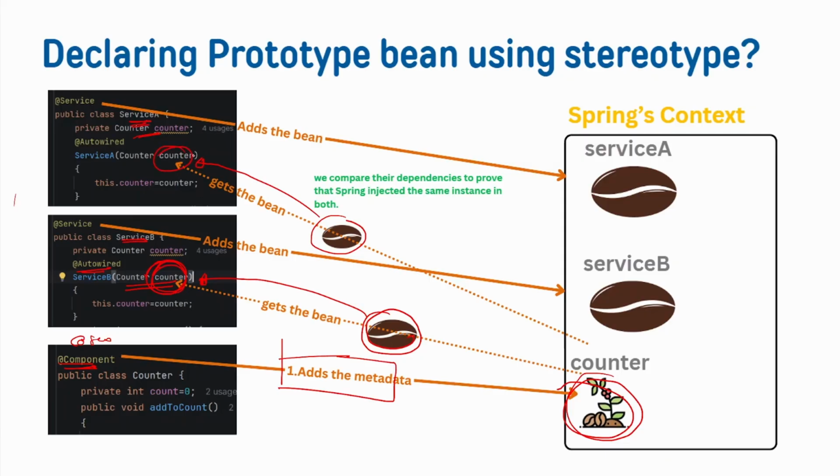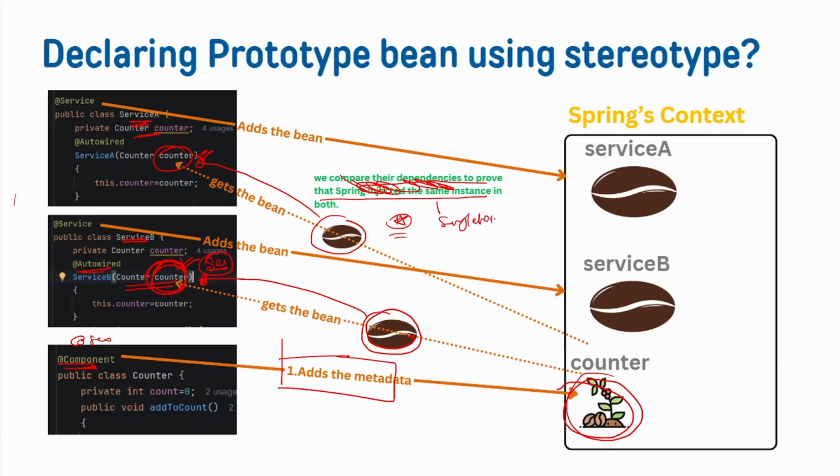That's why when we updated the counter of service A, the count is not reflected in the counter of service B, because service A and service B have different counter instances. So that is the case with prototype scope. We compared the dependency to prove that Spring injected the same instance, so it is not true here. It is true for the Singleton scope.